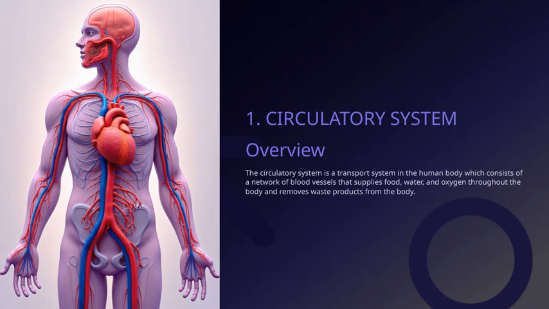Let's take a closer look at the circulatory system, which is essentially the body's transport network. It consists of a vast network of blood vessels that work tirelessly to carry vital substances throughout the body. Think of it as a delivery system that ensures your organs and tissues receive the food, water, and oxygen they need to function properly.